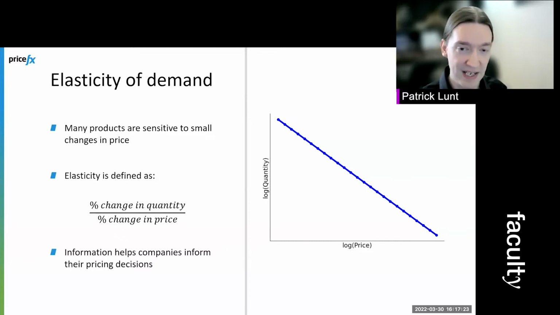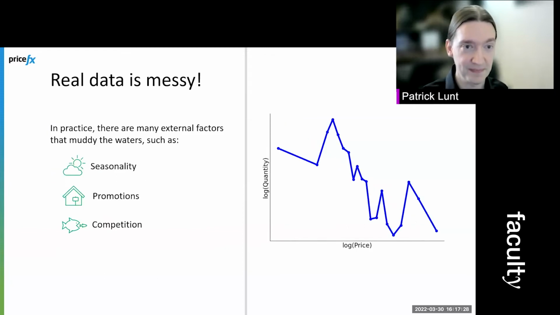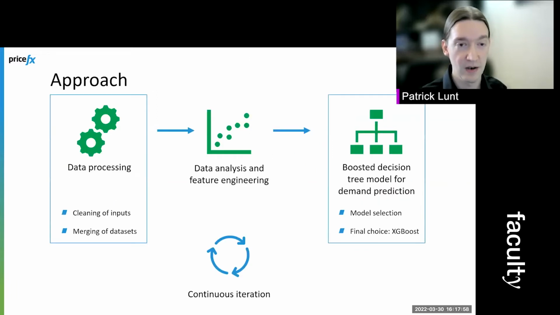But as your lemonade empire grows, you might find that real data is not so nice, because real data is very messy. In practice, there are many external factors that muddy the waters of this relationship, such as seasonality. This can be not just the weather, but also events and holidays. And then we have promotions, which can be bundles or discounts, but also advertising campaigns. And then you have your competitors, because naturally your competitors' prices will affect your sales. And so how do we deal with all this?